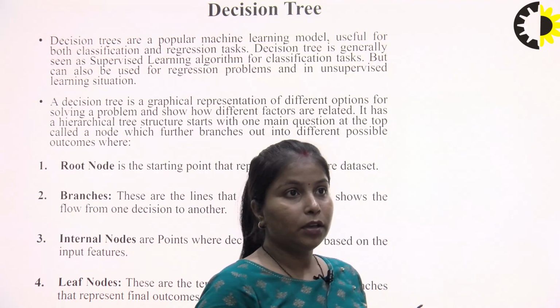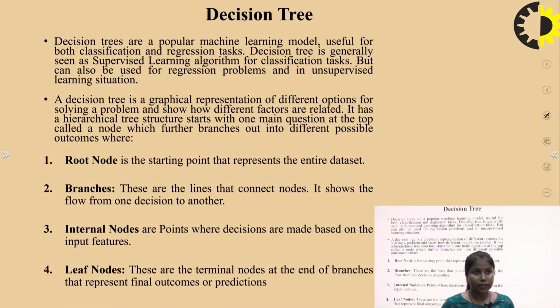A decision tree is a graphical representation of different options for solving a problem and shows how different factors are related to each other. It shows a hierarchical tree structure. It starts with one main question at the top node, called the root node, which further branches out into different possible outcomes. A decision tree is also classified by its key components. The four key components of a decision tree are: root node, branches, internal node, and leaf node.